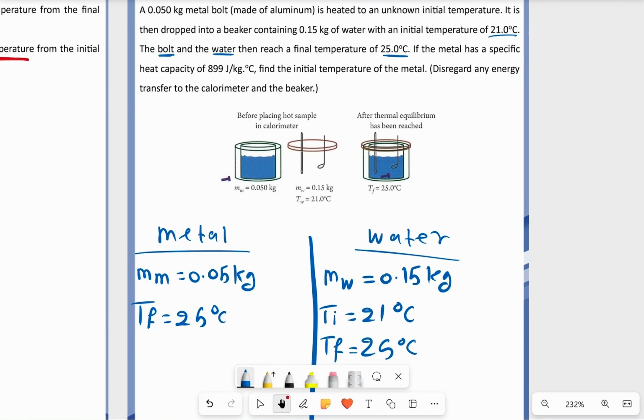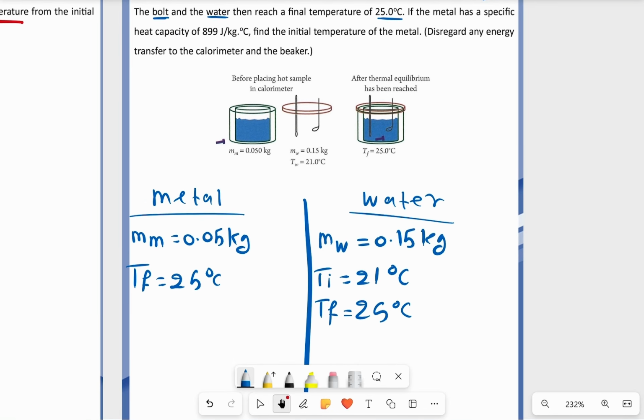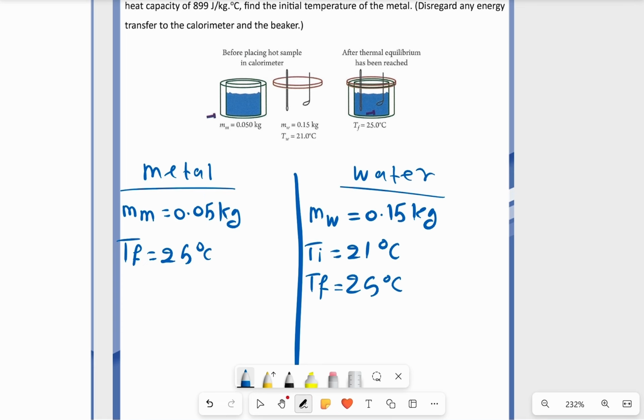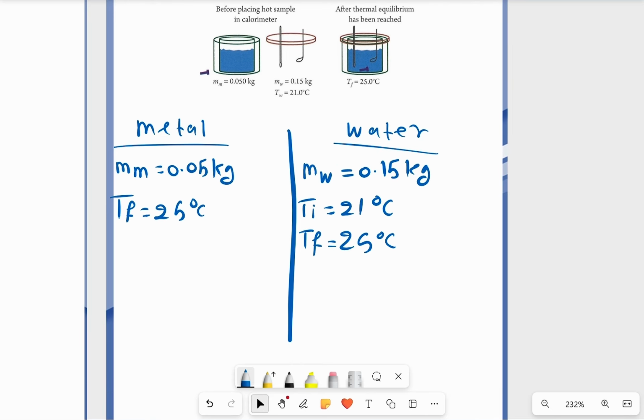Okay. If the metal has a specific heat capacity of 899 joule per kilogram per Celsius, so we have specific heat capacity for the metal. You can write specific heat capacity and write M close to it so not to confuse it with the other one. 899 joule per kilogram per Celsius.